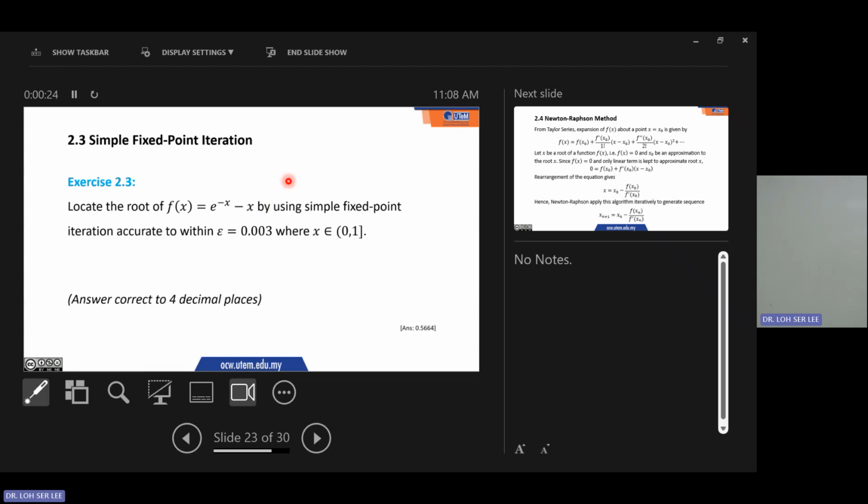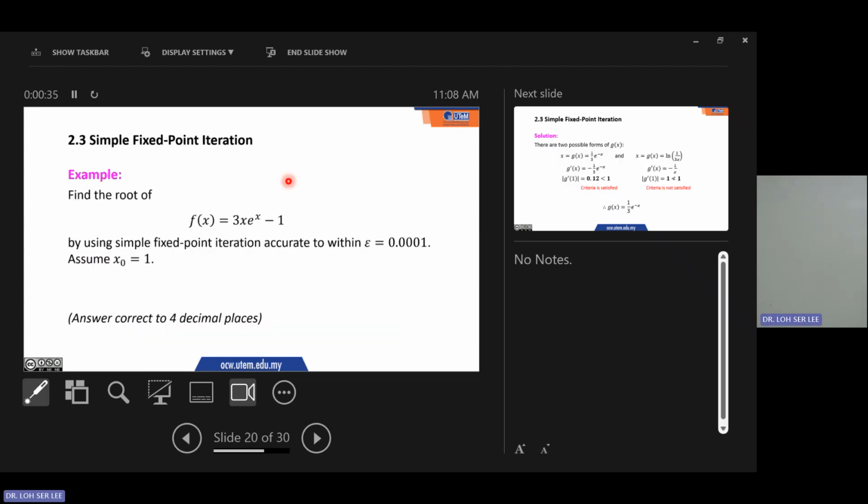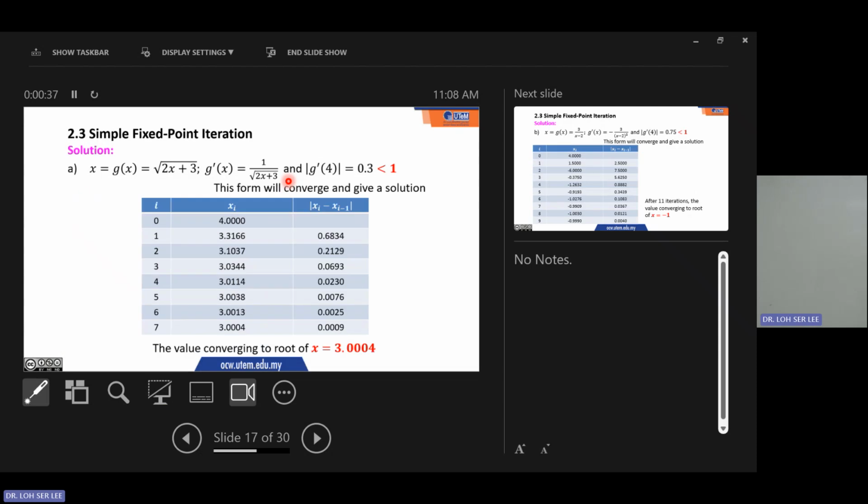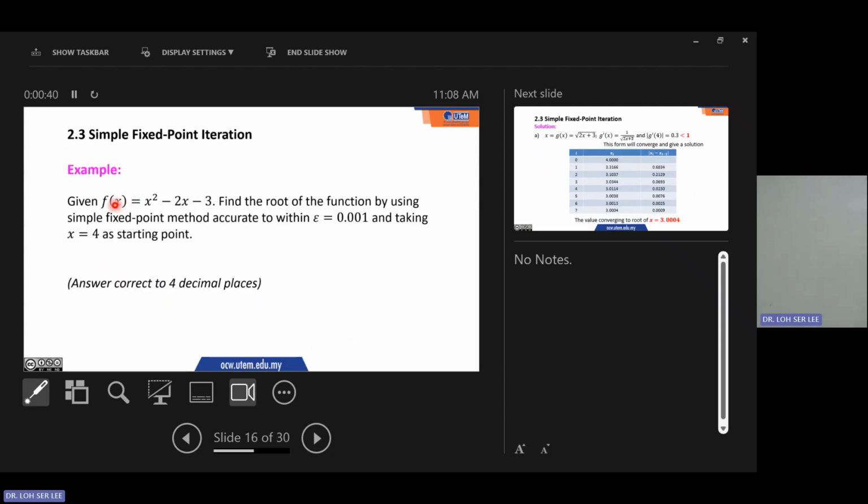Okay, today we will look at the exercise of simple fixed point iteration. Before that, let me revise a little bit before we move on. In simple fixed point iteration, you are given a function where f(x) must be equal to 0, because you are given an equation. From that equation, we have to find the root, and you will be given a starting point instead of a starting interval, and an epsilon.